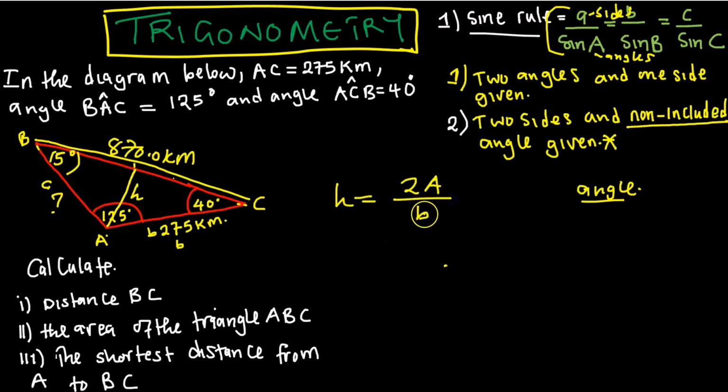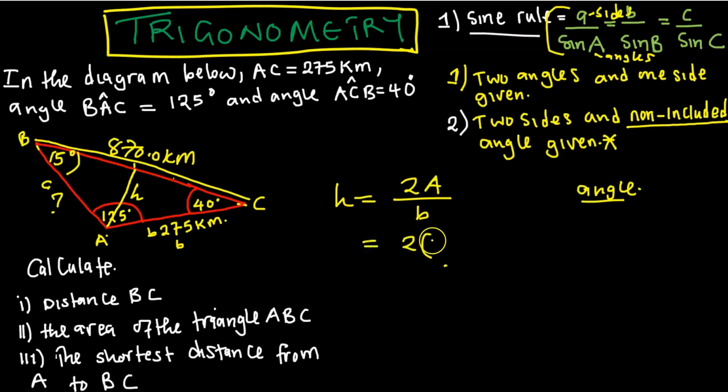Now, which one is B? I know area is easy. Area, we found it. But which one is B? If they say from A to BC, the distance BC automatically becomes our B. So area, what did we find our area?